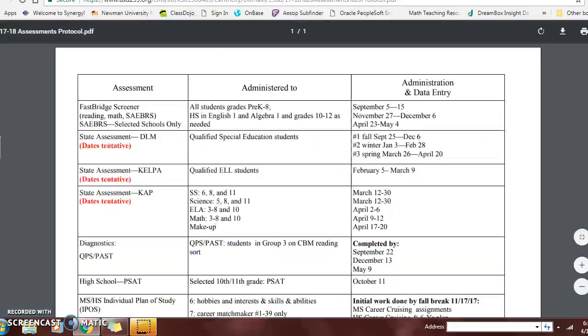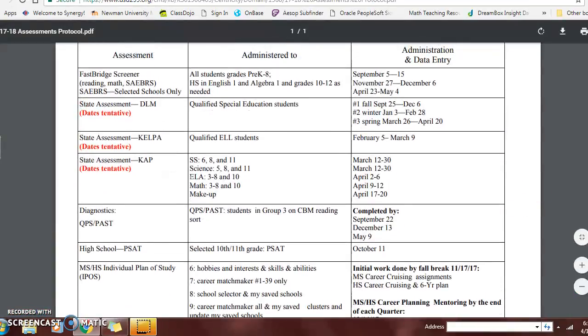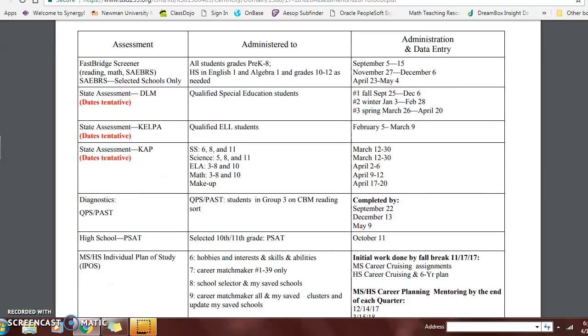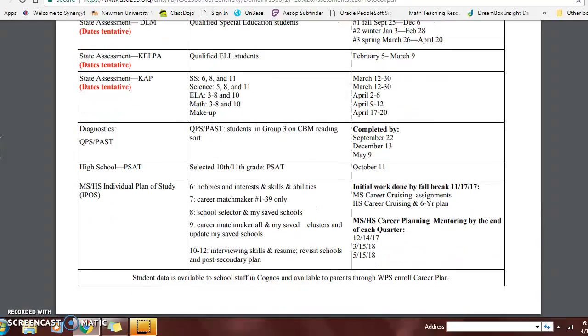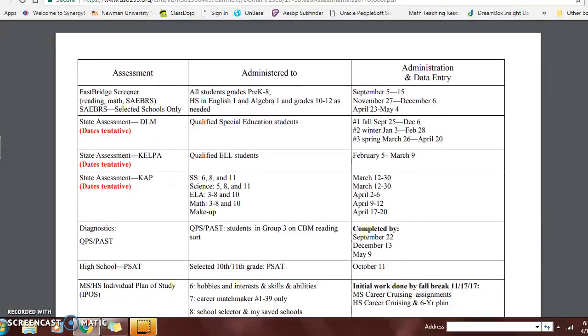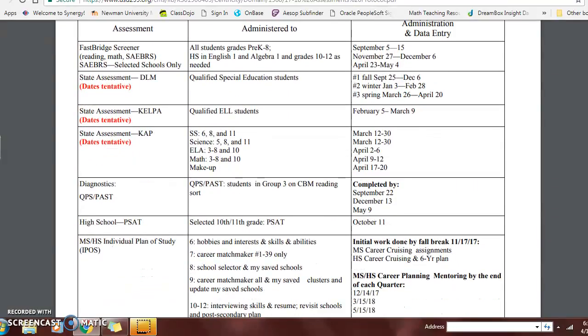So these are the insides of the USD 259 assessment protocols for this school year. I'm not sure if they're adding any to next school year, but these have been the ones that I've been familiar with from the past.